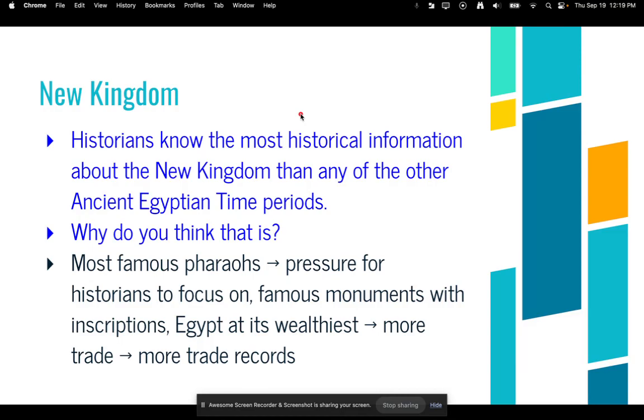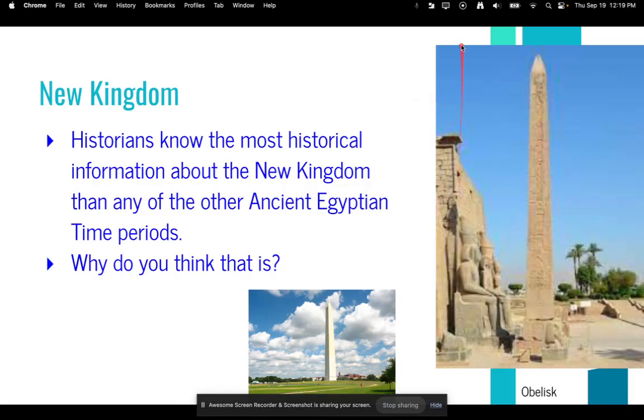So the answer to that is because during the New Kingdom, that's where the most famous pharaohs lived. So there's a lot more pressure for historians to focus on researching these pharaohs. There's also very famous monuments with inscriptions. Egypt is at its wealthiest point, which means that there's more trade among the regions and there is more trade records.